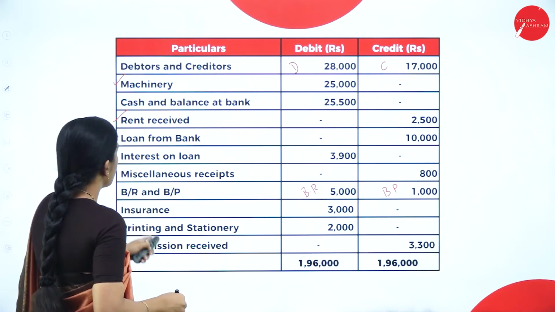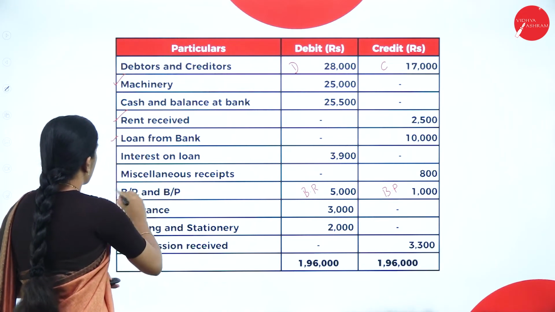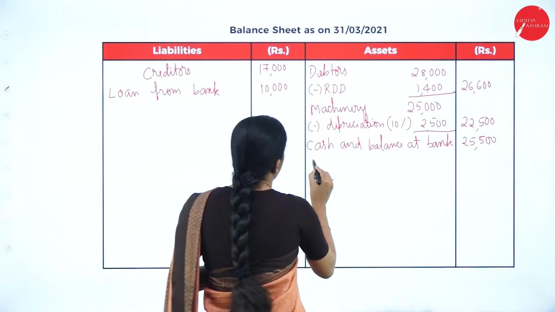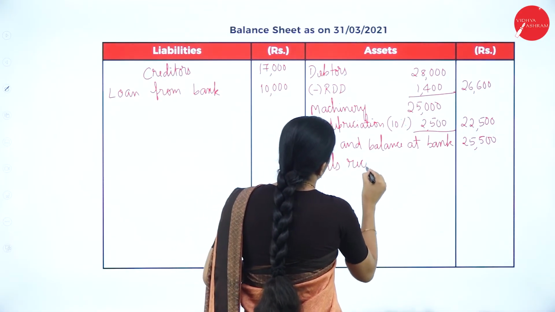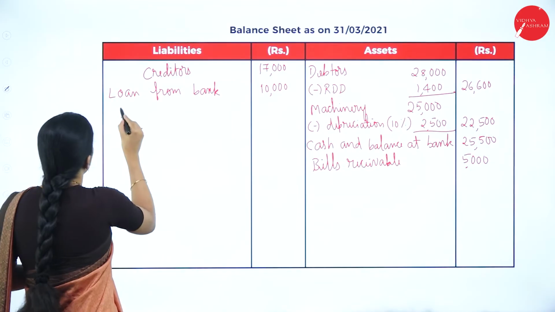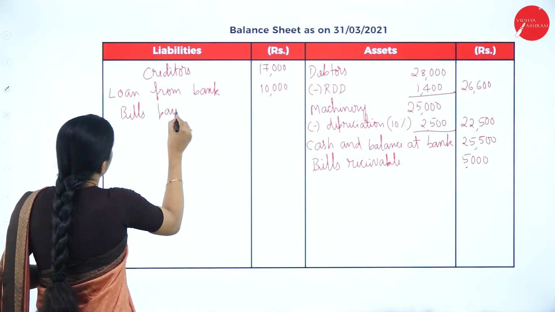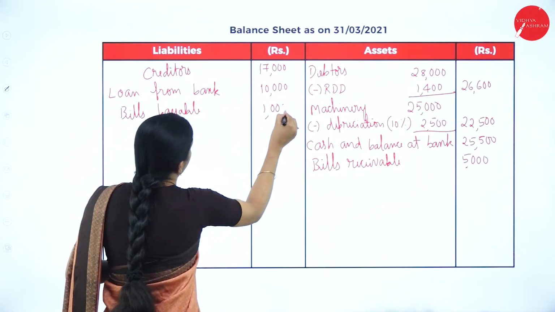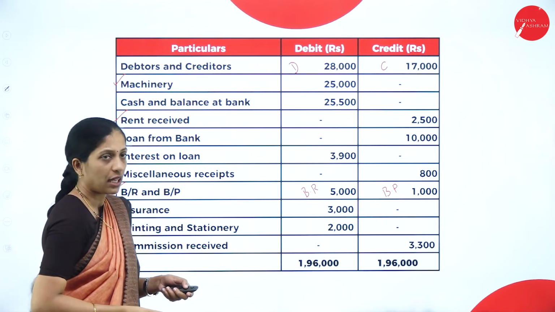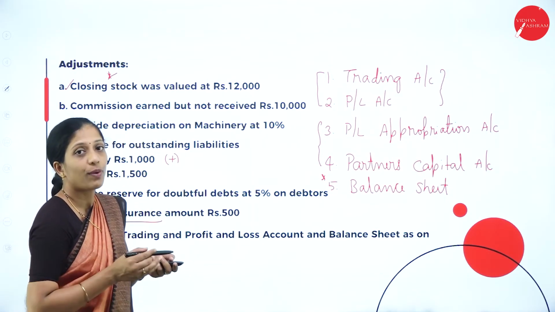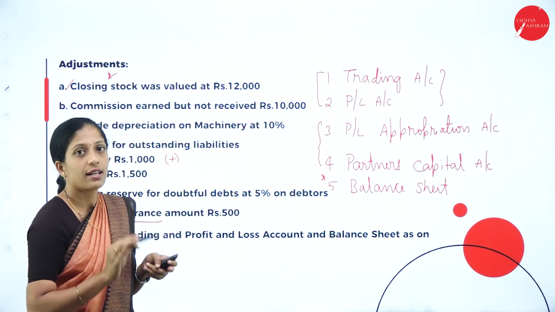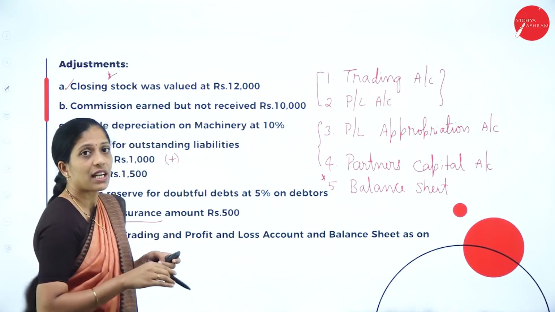The next item is interest on loan we have taken, miscellaneous receipts we have taken, bills receivable BR and BP. Bills receivable is an asset, 5,000, and bills payable, it is 1,000. After BR and BP, insurance we have taken, printing and stationery done, commission received done. Now let us see the adjustments. At least once we have taken them already. Now we have to see whether we have taken every adjustment twice, because the balance sheet itself is pending now.